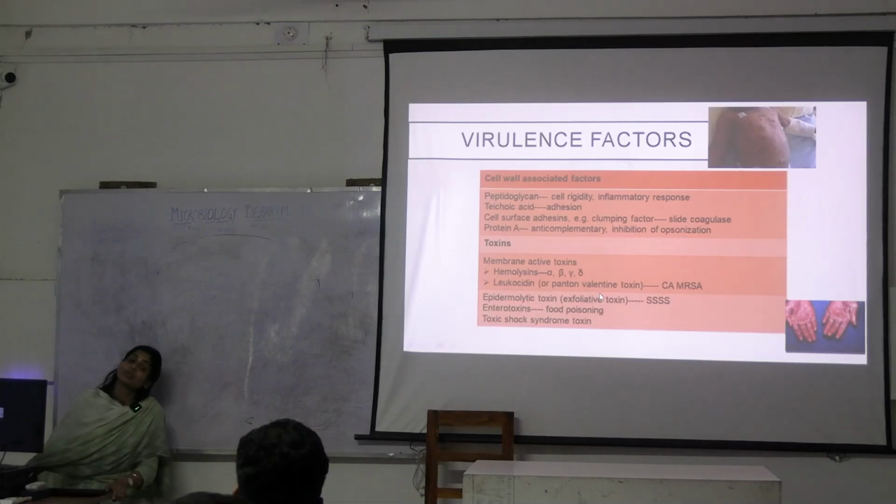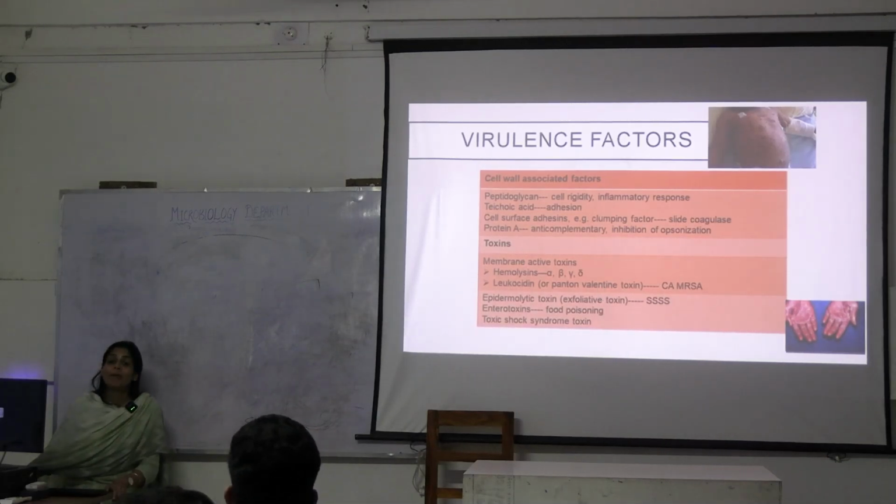Epidermis. What is the outermost layer? What is its name? Stratum corneum. Very good. So what will it cause? Can you see? It removes the layer of the skin. What is this thing known as? This is known as Nikolsky sign.